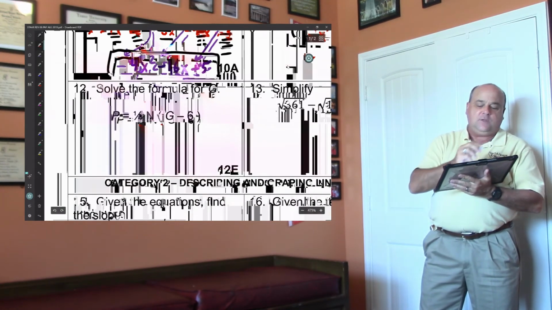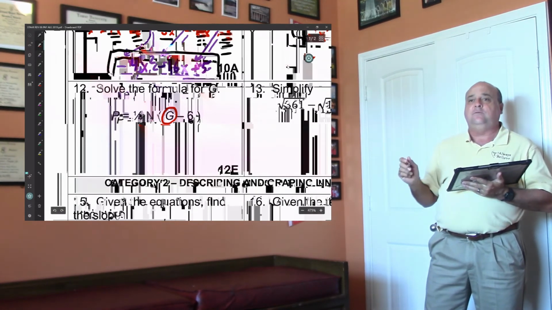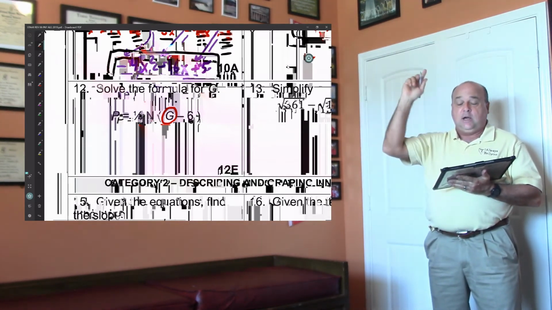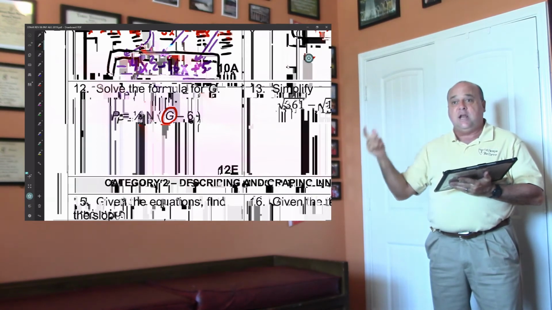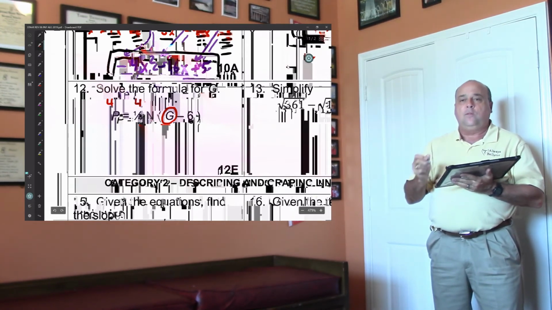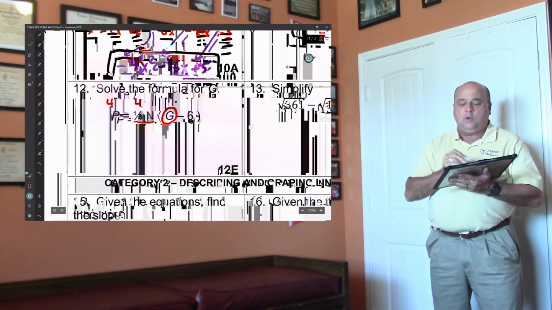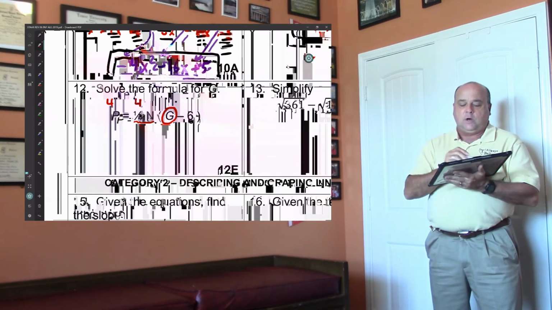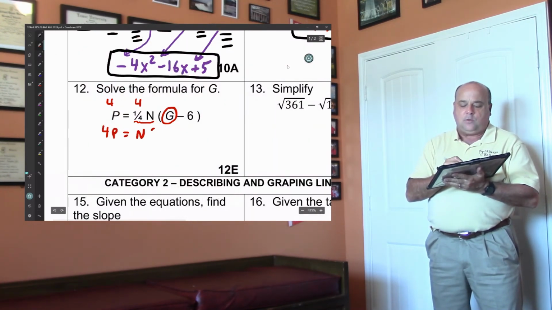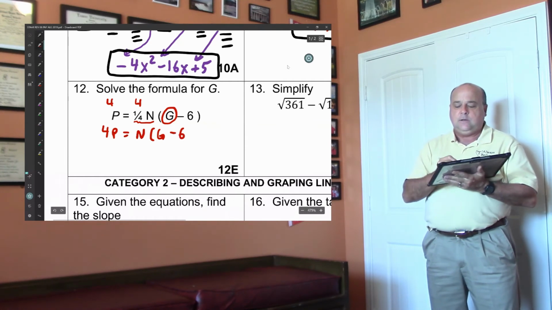So we want to solve for the g. We want to get the g all by itself. So we've got to get rid of the 1/4, the n, and the 6. Get rid of the fraction first, right? The denominator of the fraction is 4. So we're going to put 4 on the left and 4 on the right. This right here is a binomial. We're going to combine that and distribute it. So we're going to multiply by 4. That'll give us 4p equals, in parentheses, g minus 6.